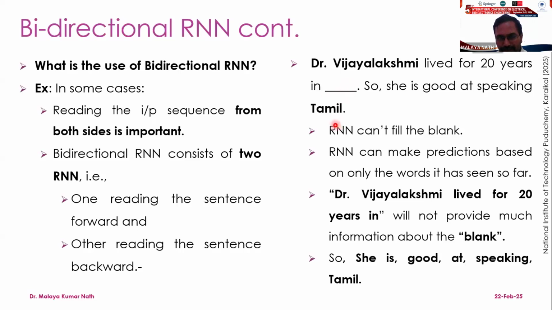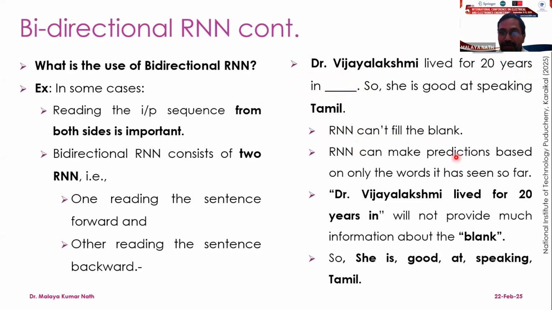So we can say that in case of simple RNN, this cannot be filled, because in simple RNN we are talking about Dr. Vijalakshmi lived for 20 years. What is the past information? The past information is this. In a recurrent neural network, this blank cannot be filled by simply looking at Dr. Vijalakshmi lived for 20 years in. So RNN cannot fill the blank.